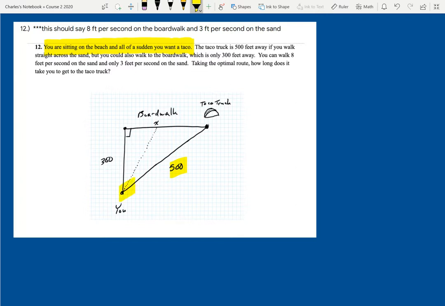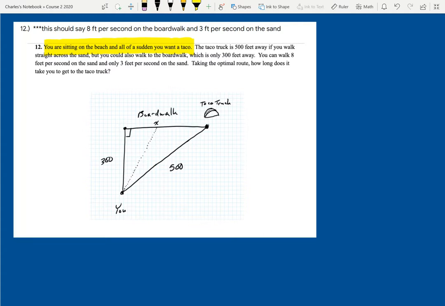So your two extreme options are one, just hightail it straight through the sand, but only walking at 3 feet per second, or walk straight to the boardwalk and then walk along the boardwalk, which is a little bit faster, which would be a longer route, but since you walk faster on the boardwalk, who knows, it may be faster. Being who you are, you decide not to take your path until you calculate the optimal route to get your taco. So a third option is you could angle it. You could walk some of the way on the sand to a point on the boardwalk, and then walk the rest of the way on the boardwalk.